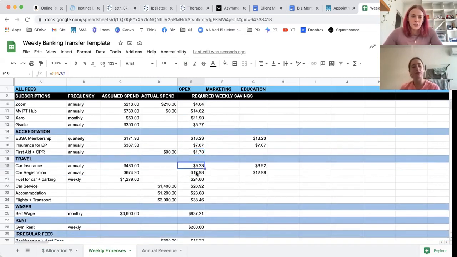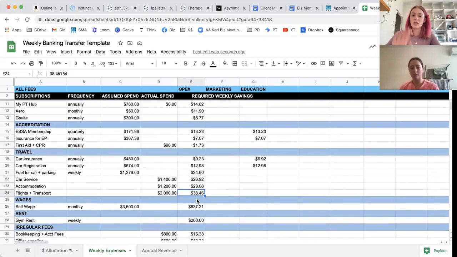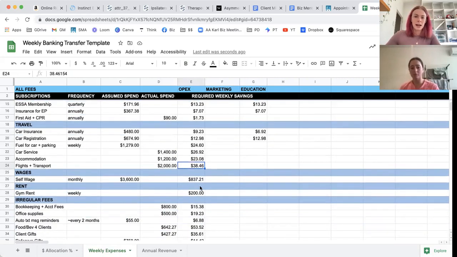So travel, accommodation for me when I fly interstate to go and work with athletes or whatever, I account for that because previously when we were allowed to travel, it was roughly this much a year. And so I put aside maybe 50, 60 bucks a week for travel purposes. So that just sits there in my operating expenses account.